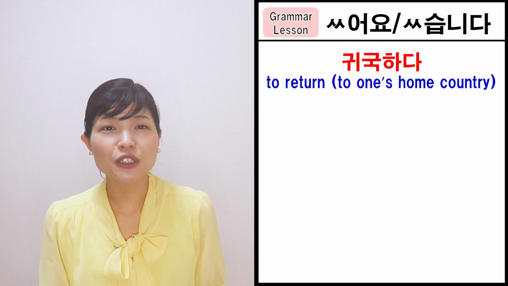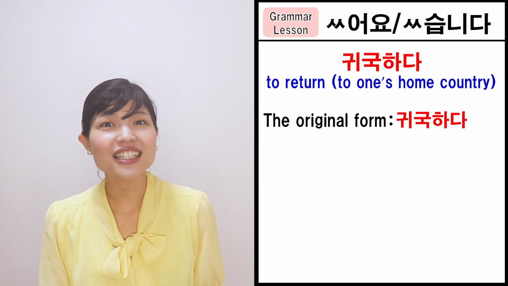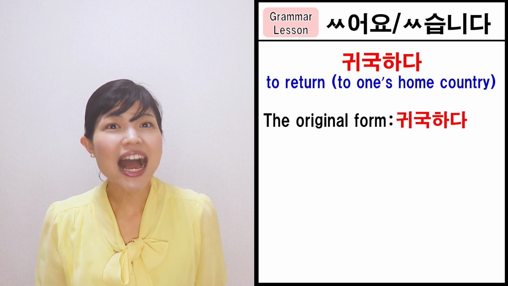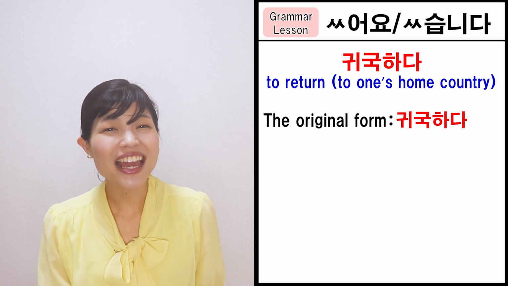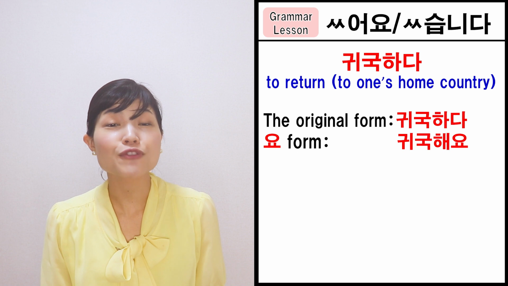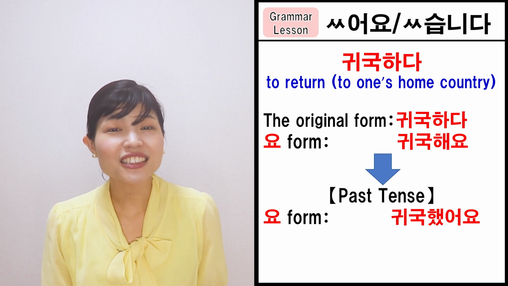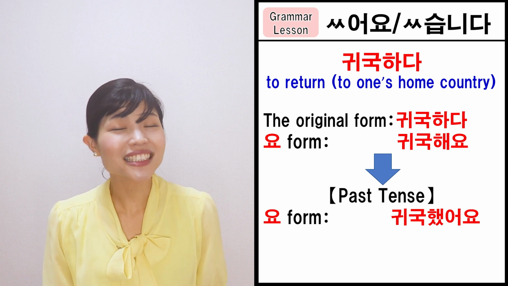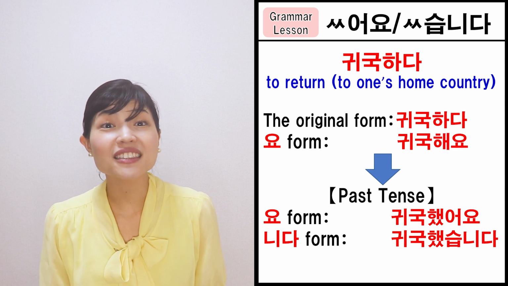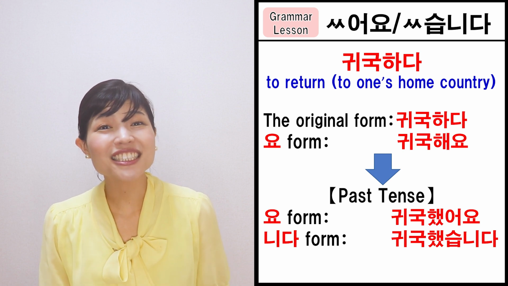Next, let's take a look at the word 귀국하다, which means to return. As 귀국하다 has 하다 at the end, you can just change the word into the yo form. This is nice and simple. Just like how 사랑하다 becomes 사랑해요, 귀국하다 becomes 귀국해요. To make this word into the past tense of yo form, you remove 요 from 귀국해요 and add 았/었어요, and it becomes 귀국했어요. If you want to make it into the past tense of nida form, you remove 요 from 귀국해요 and add 았/었습니다, and it becomes 귀국했습니다.